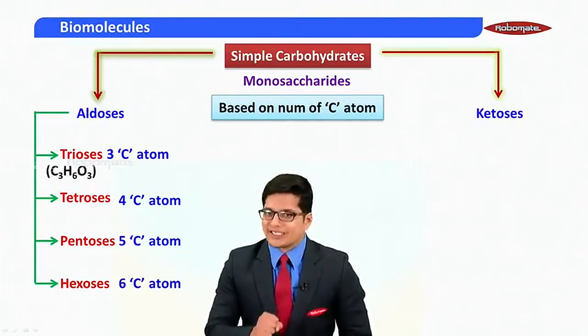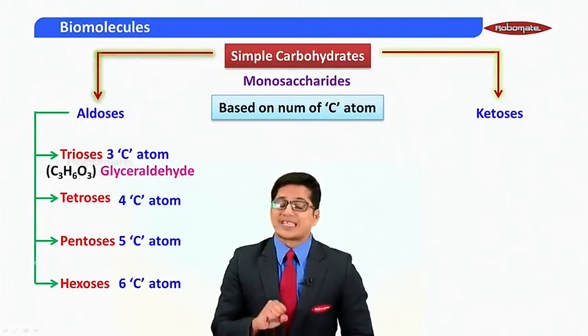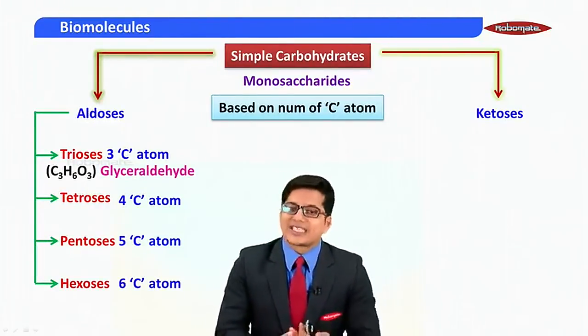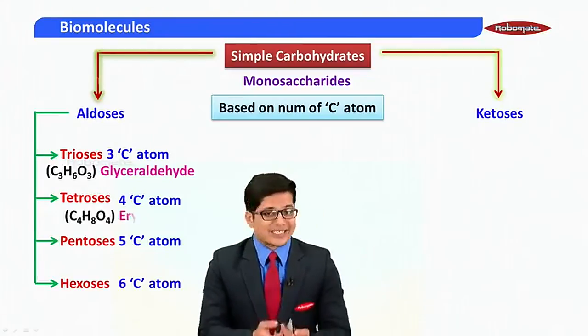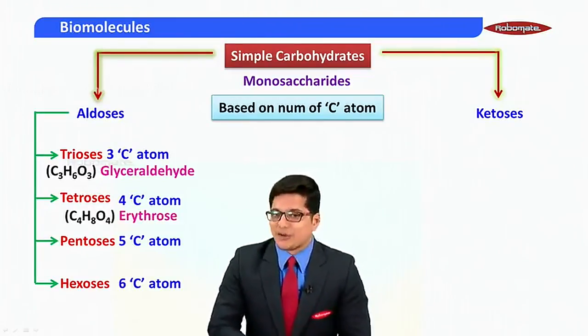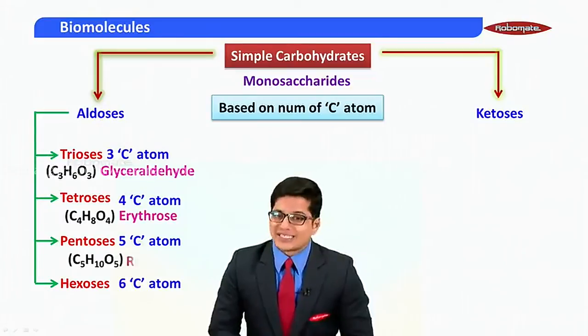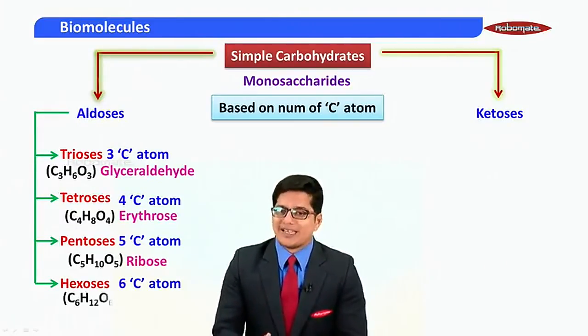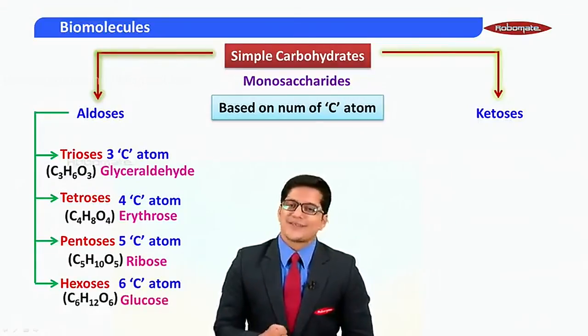Now, trioses. The first example is glyceraldehyde, having a formula of C3H6O3. Tetroses, the example is erythrose. Pentose, the example is ribose. And hexoses, the example is glucose.